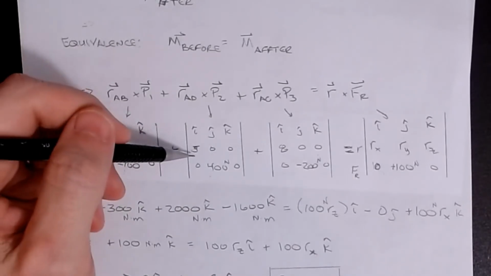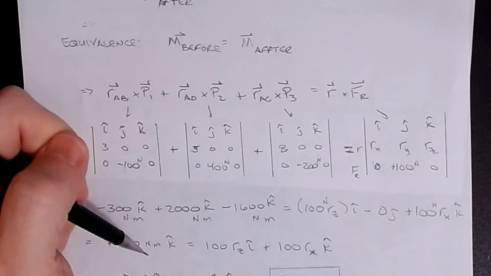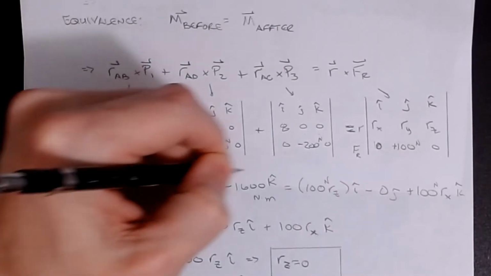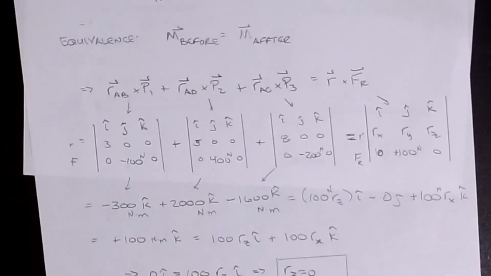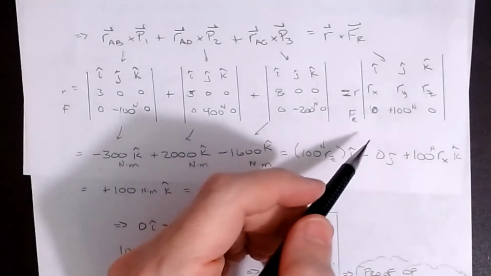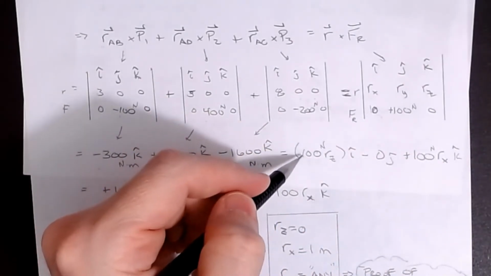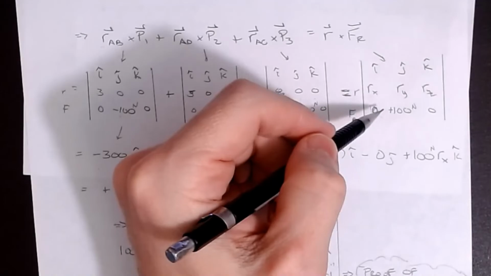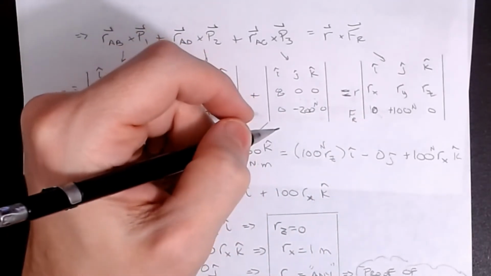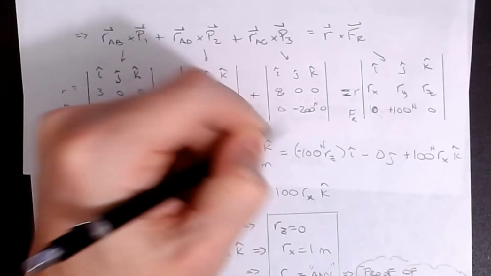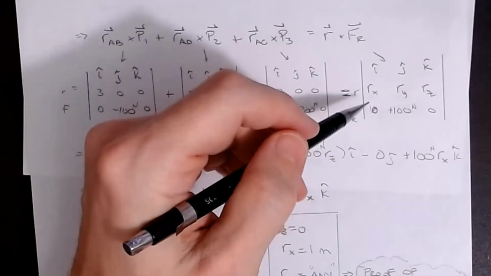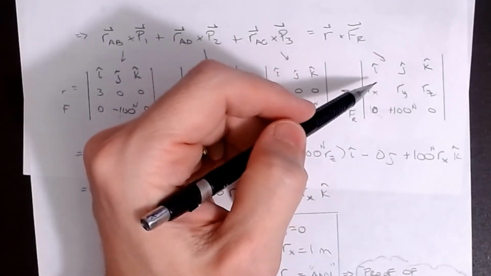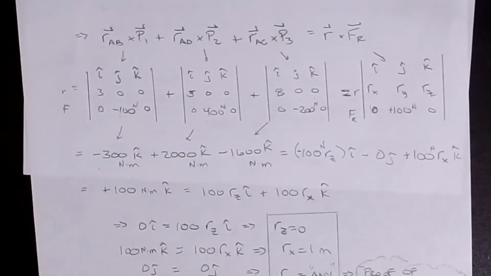For the second one, we end up getting a plus 2000K moment vector. And then the third one gets me a minus 1600. So this one came from here, this one came from here, that one came from here. Then we get something a little more complex in the last one, but it's still not hard. I get 100 times RZ times I out of this one. If I do my 2x2 on this, that should be a minus 100 Newton RZ. Then my J will be both zeros, and then my K will be 100 times RX, positive.